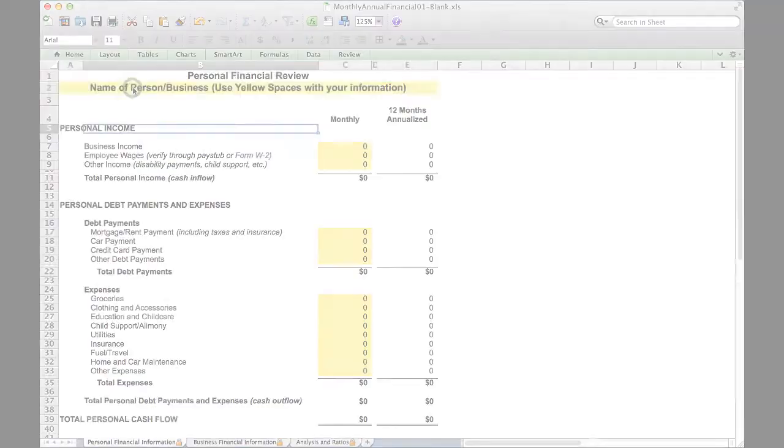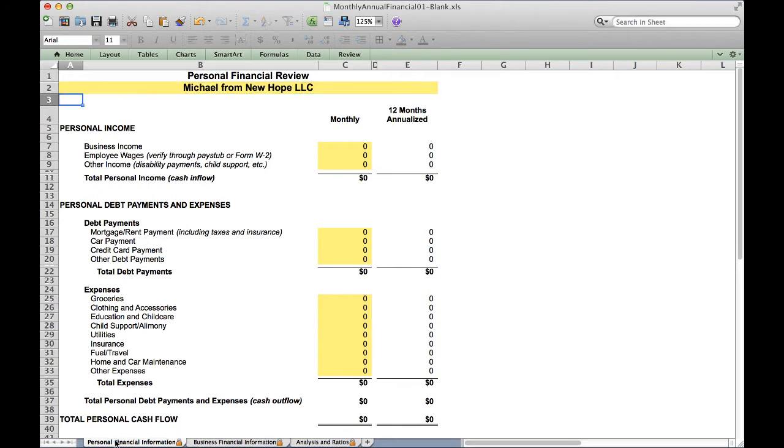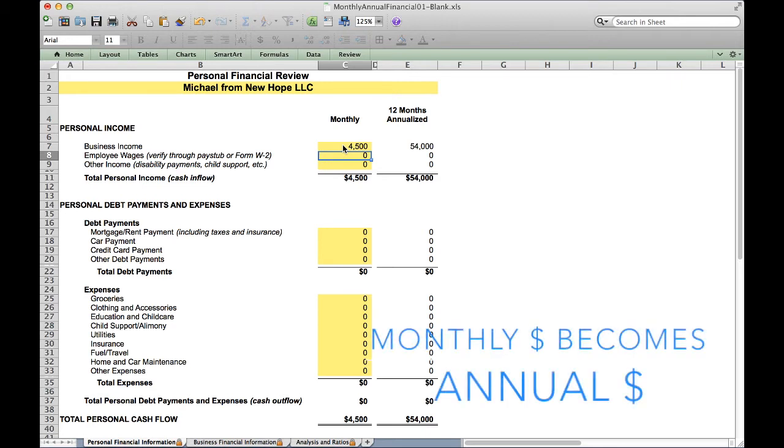Now let's start on the first tab where the worksheet prompts you to enter personal financial information. The money coming into you on a monthly basis goes in the top part labeled personal income. Let's say you make $4,500 per month in business income. This spreadsheet automatically annualizes that to a $54,000 annual income.